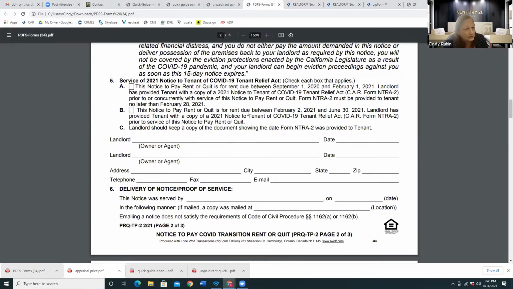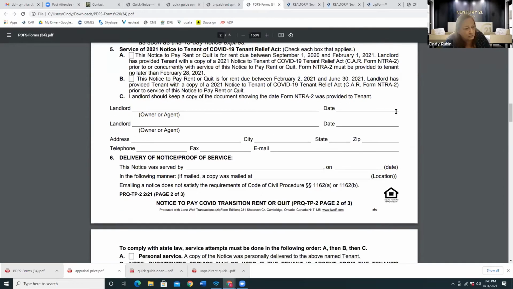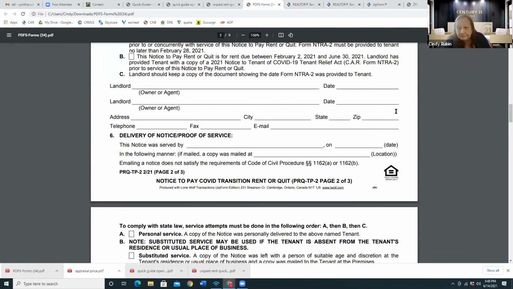Okay, the notices are due between February 2nd. So the first one's for you check if it's September 1st to February 1st, and the second one if it's February 2nd to June 30th. It's pretty much the same thing, so it doesn't really matter, but you have to check the right one. So pretty complicated, right? I assume that there's a billion questions because I have a billion questions too. But this is where we're going.